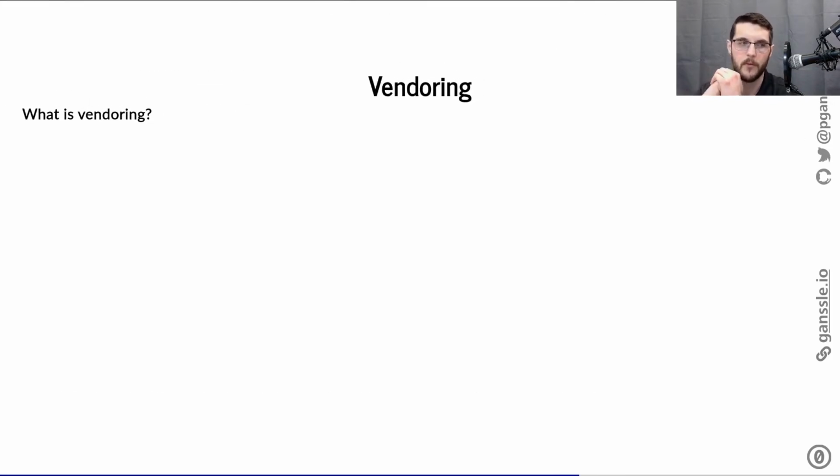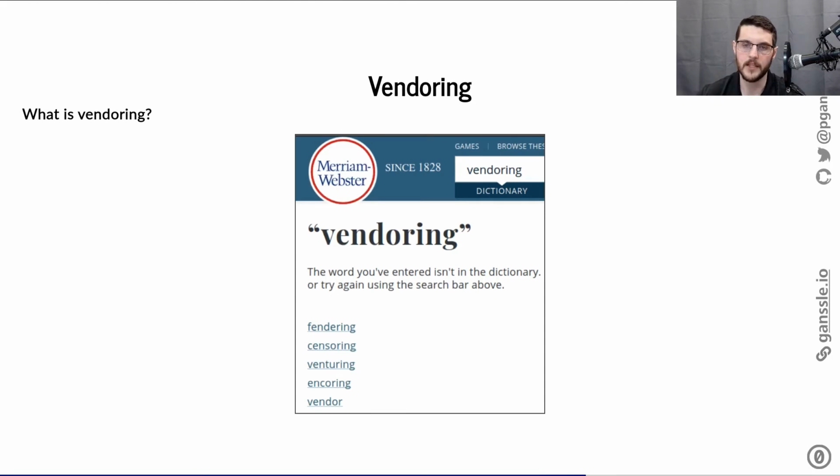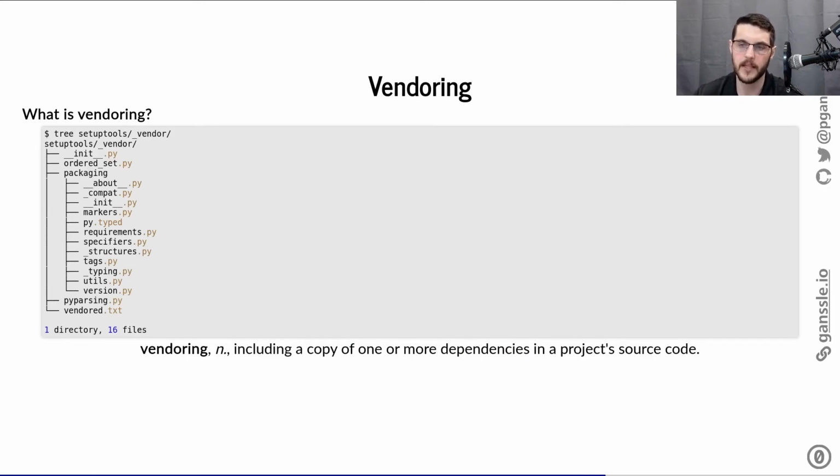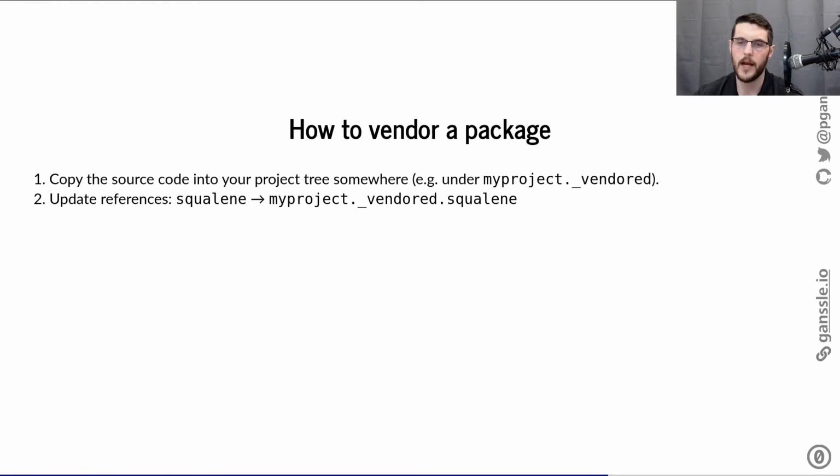Okay, well, that moves us on to our next strategy, which is vendoring. So what is vendoring? Well, Webster's dictionary defines vendoring as: the word you've entered isn't in the dictionary. But that's just because the fat cats at the dictionary don't want you to know that vendoring is actually the practice of including your dependencies directly in your project source tree. I don't know. I'm not sure exactly why the dictionary has decided to censor this word, but I'm on to you, Merriam-Webster.